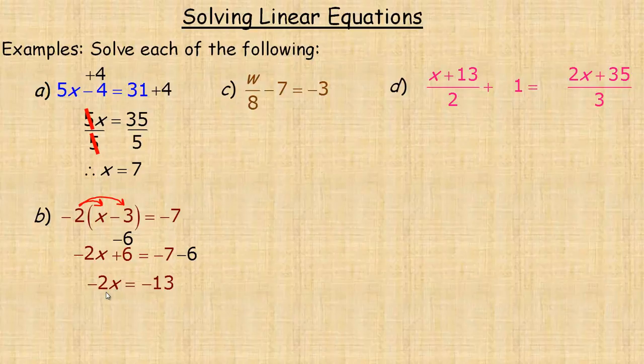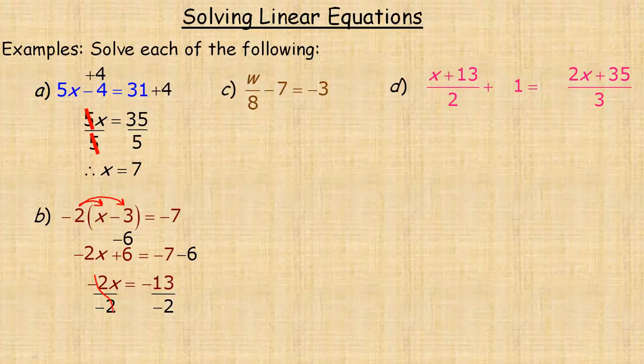Now, this says negative 2 times our unknown number is negative 13. Well, I don't want to know what negative 2 times the number is. I want to know what the number is. So to get rid of that negative 2, since it's multiplied by the x right now, we would divide both sides by negative 2. And again, the idea is that these negative 2's divide out over here.